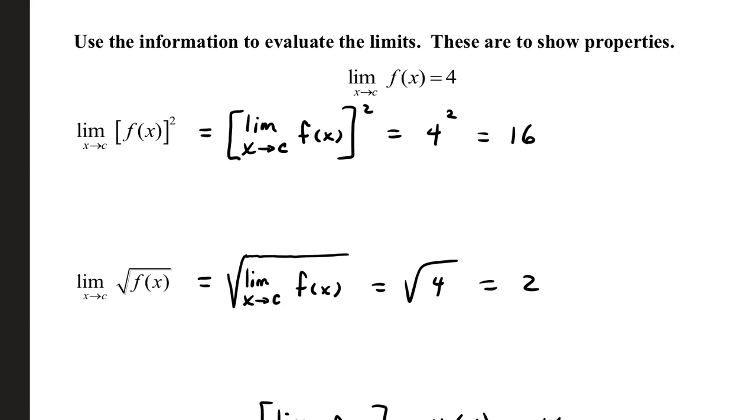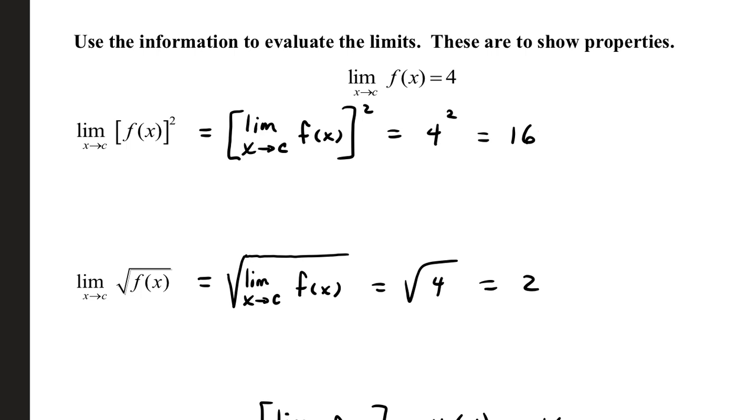In the next series of limits, we're going to use the information given, which is the limit as x approaches c for some function, and it has a value of 4. If you square your function, you're able to square your limit. So that will simply be 4 squared equals 16.